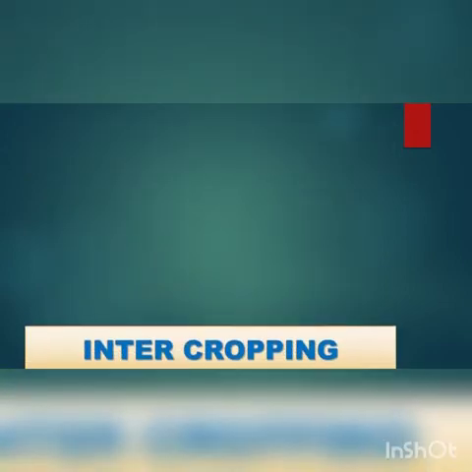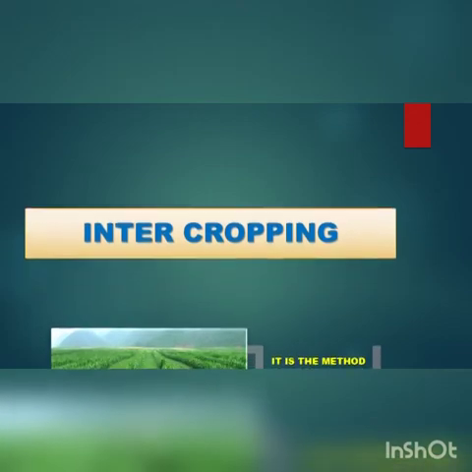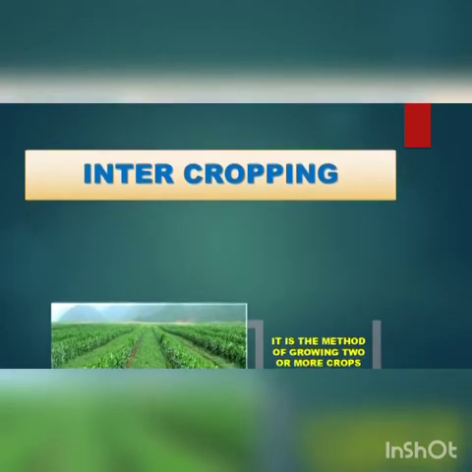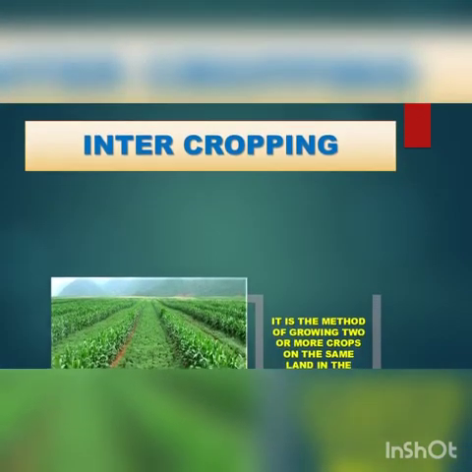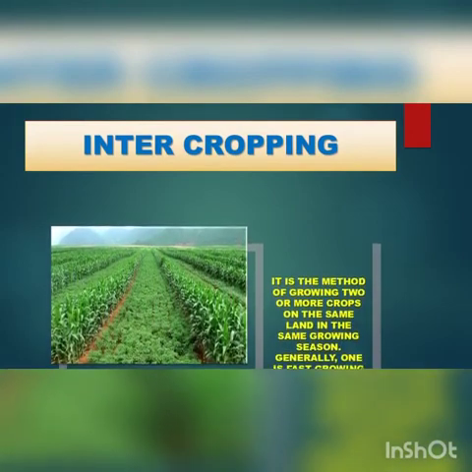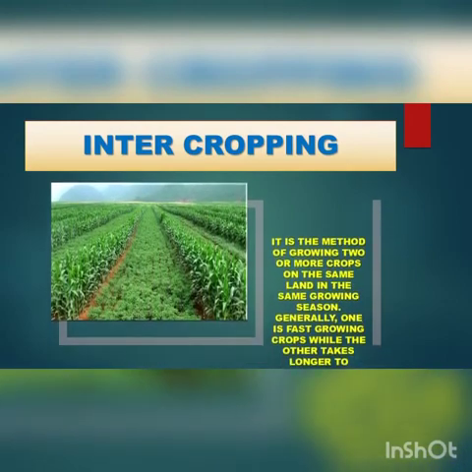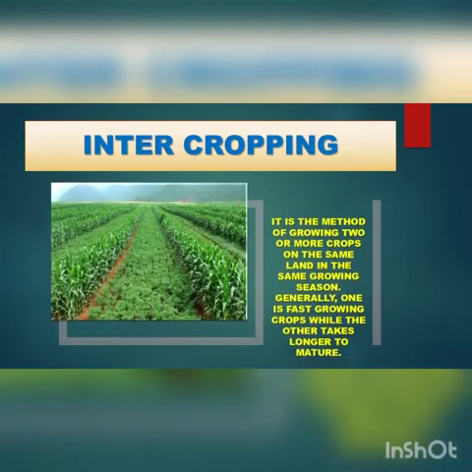Our next method of soil conservation is intercropping. It is the method of growing 2 or more crops on the same land in the same growing season. Generally, one is a fast growing crop while the other takes longer to mature.